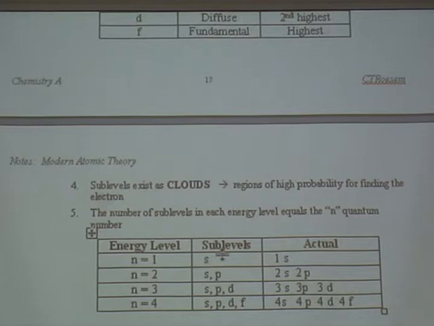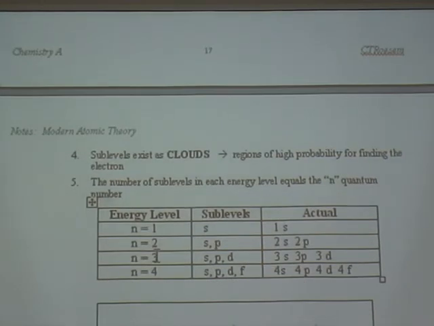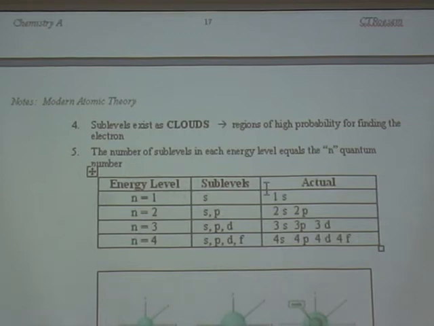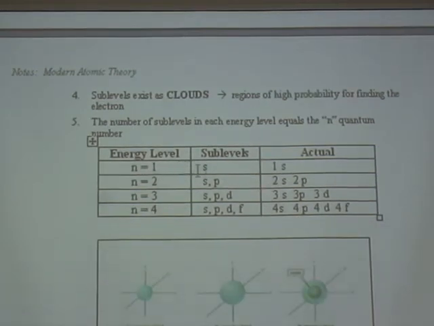Now, the sublevels exist as clouds, just as we've talked about. They are regions of high probability for finding the electron. And the number of sublevels in each energy level, as we've said, equals the quantum number. So I've gone through that, and I've given you an example in this chart. There it is again. Energy level 1, there's a 1S. Energy level 2 can have 2S and 2P. Energy level 3 can have 3S, 3P, 3D. Energy level 4, 4S, 4P, 4D, and 4F. And it does not exclude the previous ones, because these atoms down here are much bigger than this one, which would be hydrogen and helium.